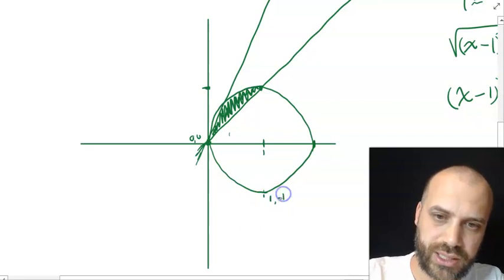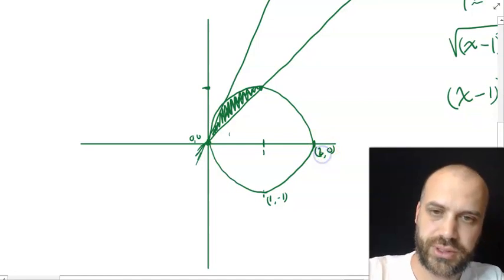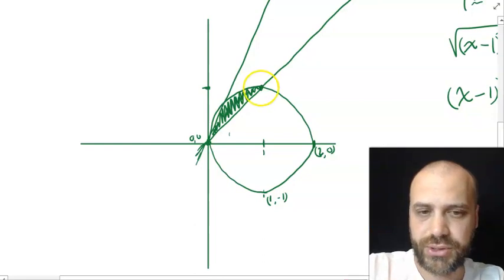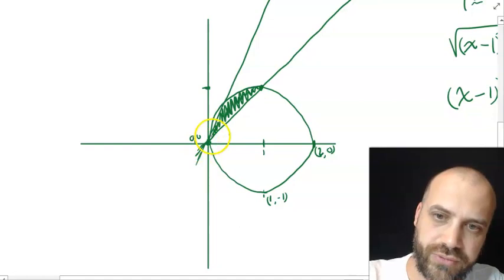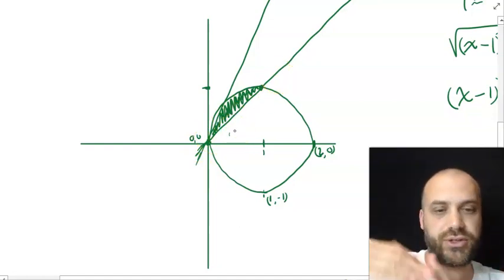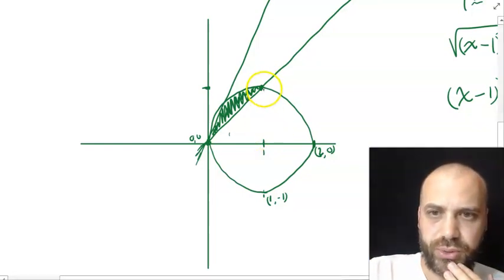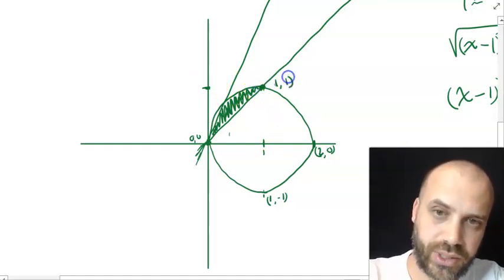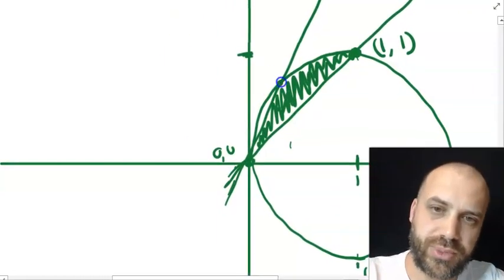So that's (1, -1). This is (2, 0). And this point, which I think is definitely a key point, because it's one of the boundaries of our subset. This is a 45-degree line, right? So its x value always equals its y value. We have a point on our circle that is (1, 1). That's where those are going to meet. (1, 1).